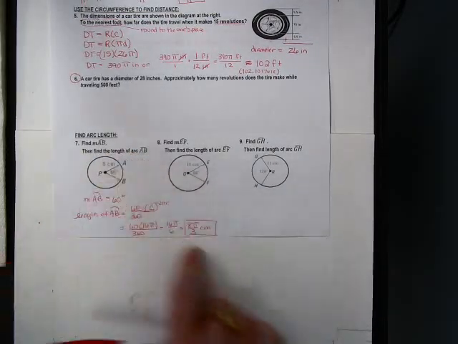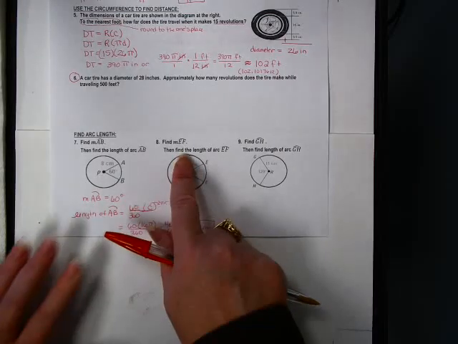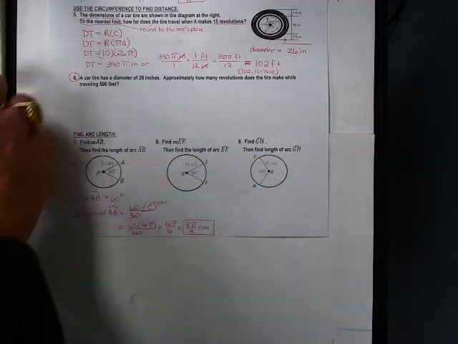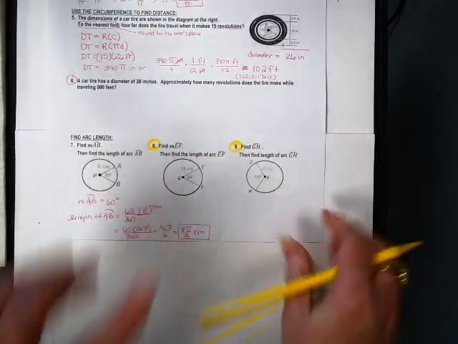They didn't say round, so I have to give the exact answer. Alright, that's how you do it. So you're going to do number 8 and 9 by yourself, and you're going to bring those in. Okay, next page.